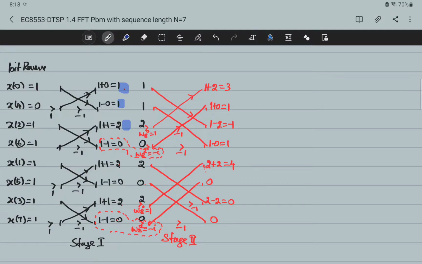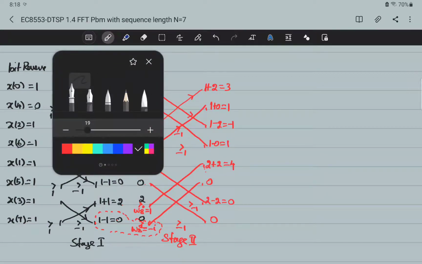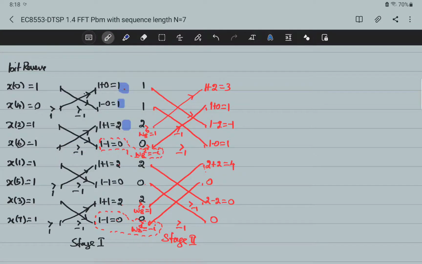So now the stage 2 answer will act as an input for stage 3. Therefore, we will draw stage 3 with dotted lines. We will give some more space because we have the twiddle factors there. You may use a calculator if required. So now this is for stage 3.